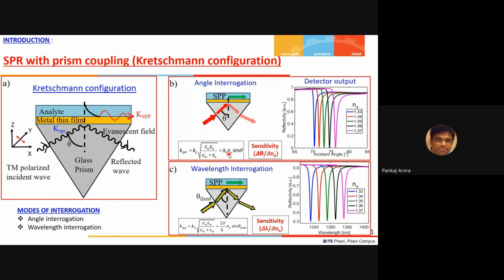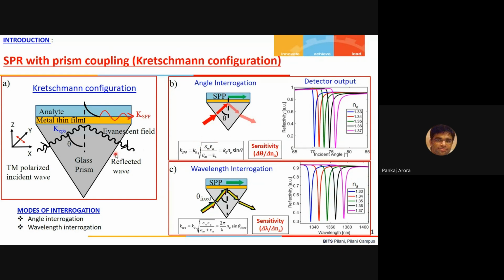So the prism index is fixed, and the wave vector of the incident light is fixed. At one particular angle, the metal which I'm going to use has a fixed dielectric constant. The analyte dielectric constant is what we are interested in. Depending upon the angle at which I get reflectivity minima of 0, I'll get to know the analyte index.